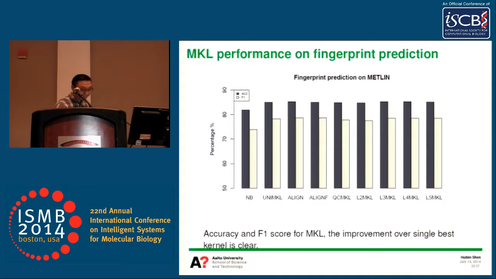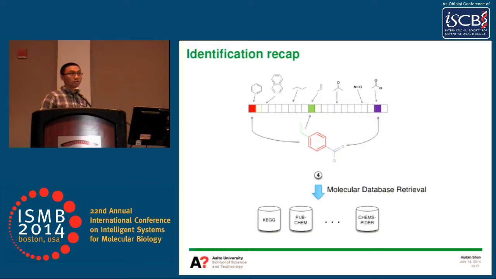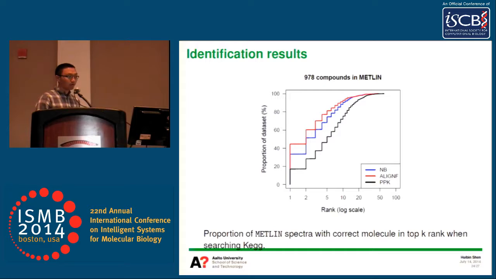So you have the fingerprint prediction. You want to identify what the metabolite is. So now we see some results on how well we can identify the metabolite from the fingerprint. We used the predicted fingerprint to search the CAC database. Of course, you hope that when you have fingerprints and search CAC, you will have a candidate set which you can rank by the fingerprint matching score. You hope the correct metabolite is ranked as high as possible.